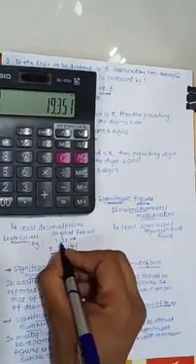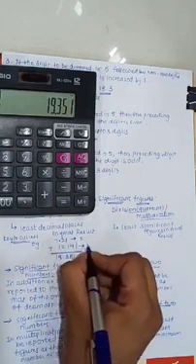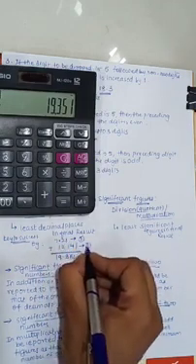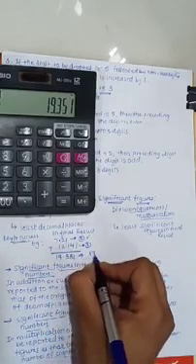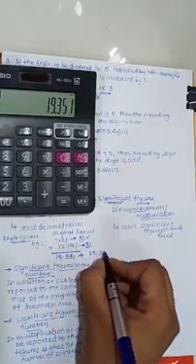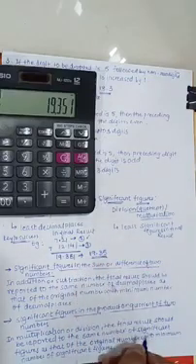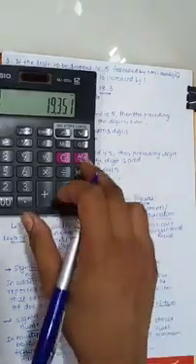Here how many decimal places? 2, meaning 2 digits after the decimal. Here, 3 digits after the decimal. Out of 2 or 3, which is least? 2. So your answer should have 2 only. So the answer is how much? 19.35. Clear? Moving ahead.